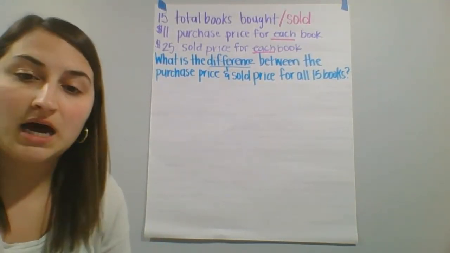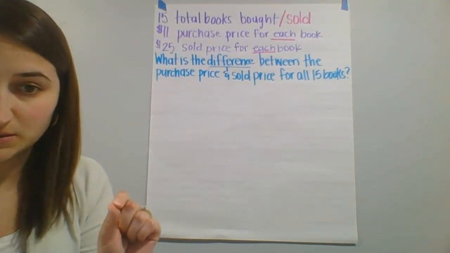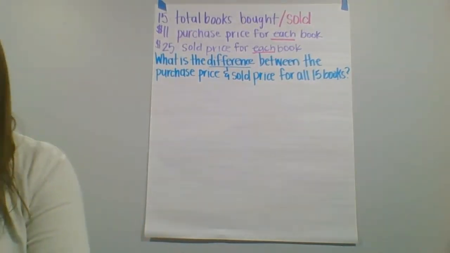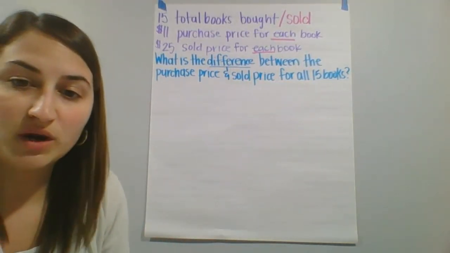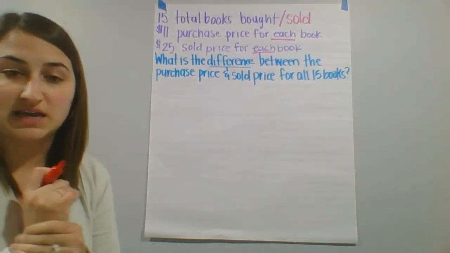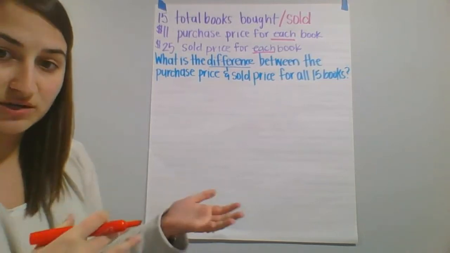which means we want our answer to get bigger. So 15 books and $11 are two different units, which means that we can't add them together, because then we just have books and money, and that just doesn't make sense. So we want to multiply those two numbers together to figure out how much money we're spending on the books.